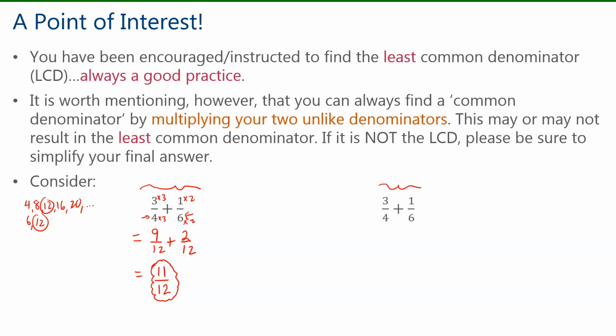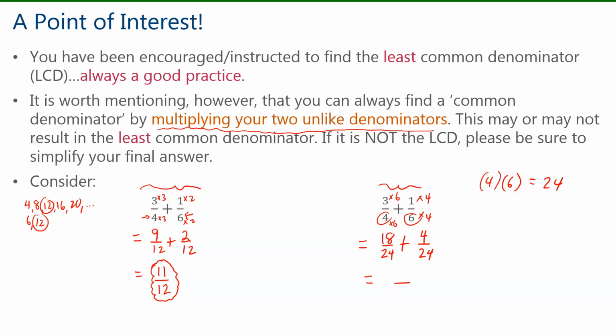Let's look at the same calculation, but let's use the suggestion that was made here, multiplying your two unlike denominators. So if I take my 4 and 6 and I multiply them, 4 times 6 is 24. So I'm going to rewrite both 3/4 and 1/6 with a denominator of 24. It is definitely common. 4 times 6 gives me 24. 3 times 6 is 18. 6 times 4 gives me 24. 1 times 4 is 4.